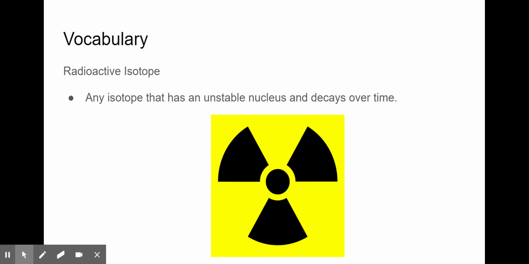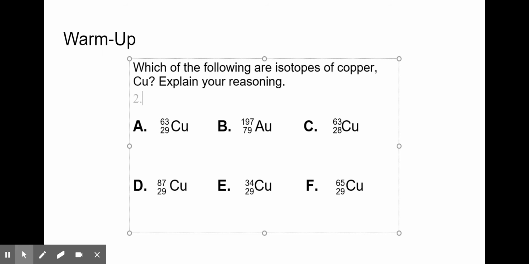Okay, only one vocabulary term here, and it is radioactive isotope. So this is any isotope that has an unstable nucleus and decays over time. Well, we know every atom has a nucleus. What does that word unstable mean? We'll learn that.